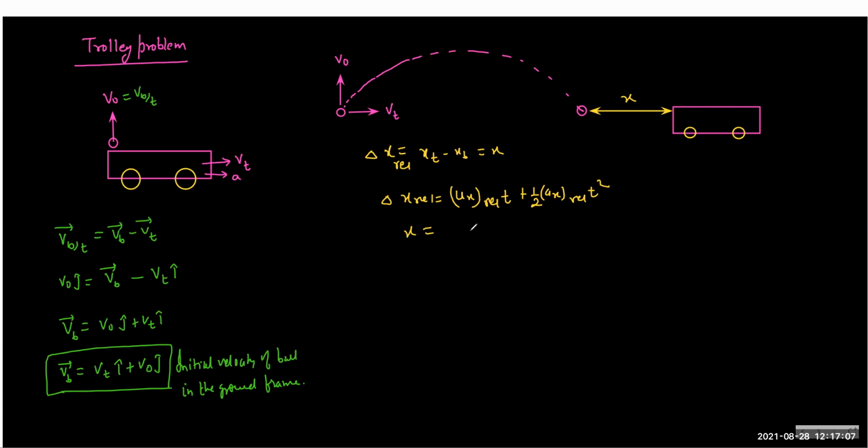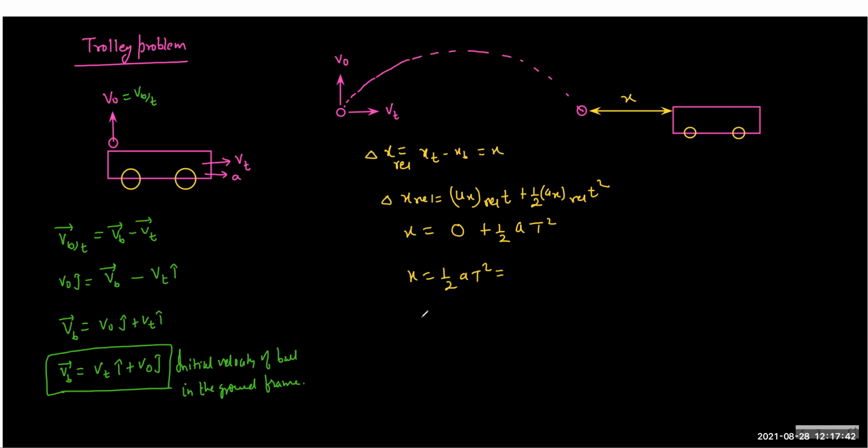What is ux relative? Can you check the initial velocity of the trolley and the ball in the x direction? Is there any difference between the two? No, sir, this is zero. And look at the acceleration of the two in the x direction. There is a difference, of course, a. This is the only difference, because the ball cannot have acceleration horizontally, but the trolley will. That's my answer. So I got x equals half a t square.